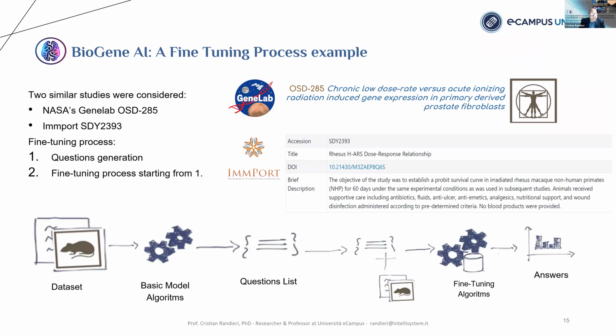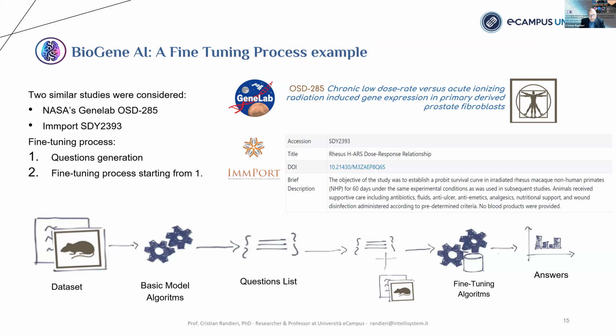Just for brevity, we show just a fine-tuning process example where essentially we take two studies into consideration, one from the NASA GeneLab, the OSD 285, and the second is the ImmPort SDY 2393. Essentially, we put these studies together and we give them to the basic NLP algorithms in order to ask them to carry out a question list.